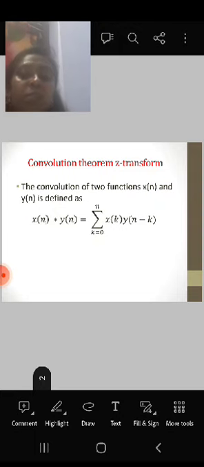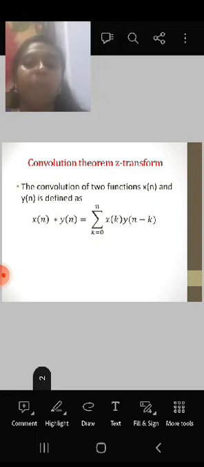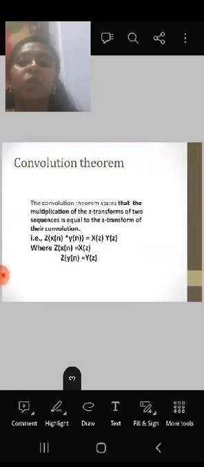Suppose we have two sequences x of n and y of n, then the convolution of these two sequences is defined as x of n star y of n, where this star implies the operation convolution. So x of n star y of n is equal to sigma k varies from 0 to n x of k into y of n minus k. This is the definition of convolution of two sequences.